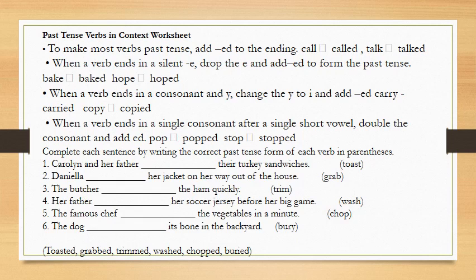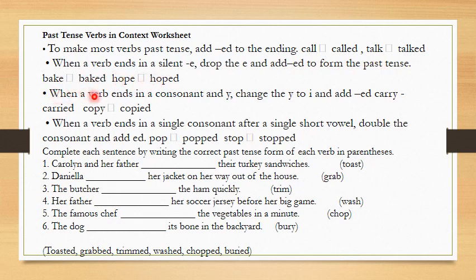I am sure, students, you have understood better about the use of simple past tense, its structure, and the use of different forms of verbs in this tense. Now let's see some other rules to revise. To make most verbs past tense, add ed to the ending. For example, call, called, talk, talked. When a verb ends in a silent e, drop the e and add ed to form the past tense. For example, bake, baked, hope, hoped.